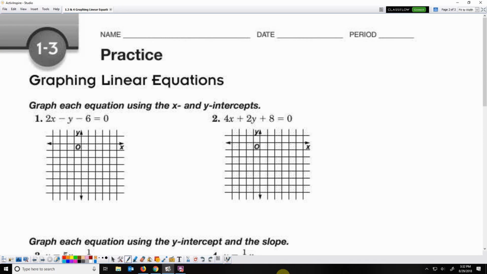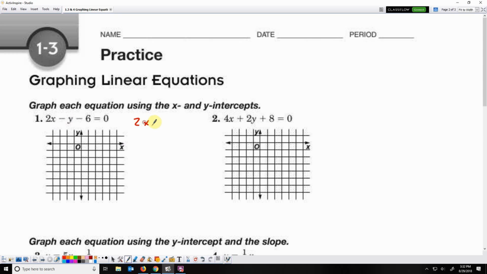Today we're talking about graphing linear equations. So we're going to see a few different ways to graph. First, we are going to graph using the x and y intercepts. To find an x-intercept, you set y equal to 0.